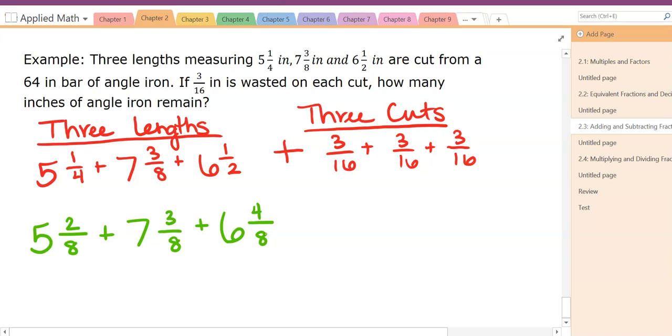Okay, let's just focus on this area for right now. What's 5 plus 7 plus 6? 2, 3, and 4. Could be 19 and an 8.